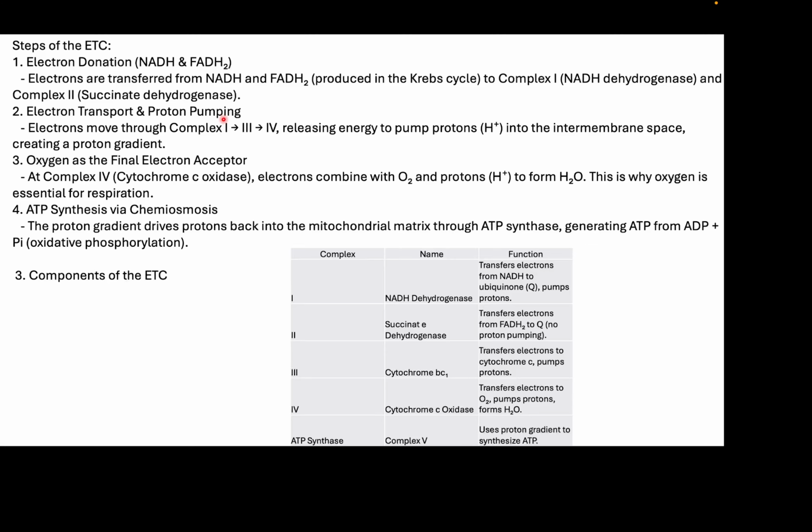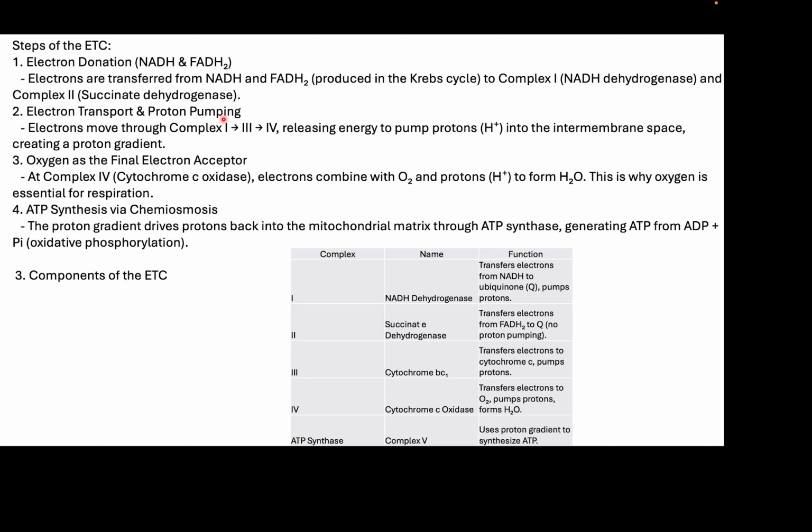For this, the electrons transferred from NADH to complex 1 and from FADH2 to complex 2 together go to complex 3 and to complex 4. As they move from 1 to 2 to 3 to 4, they release the energy to pump the proton into the space between these two membranes, creating a gradient. Now this gradient will help in maintaining the potential difference.